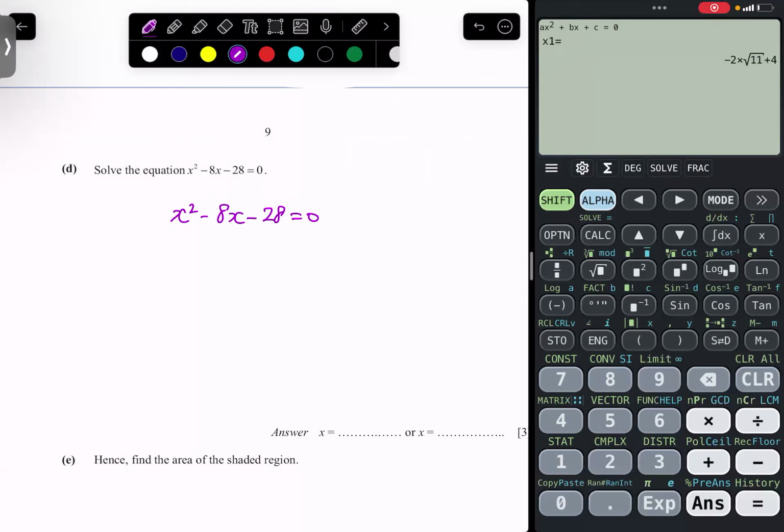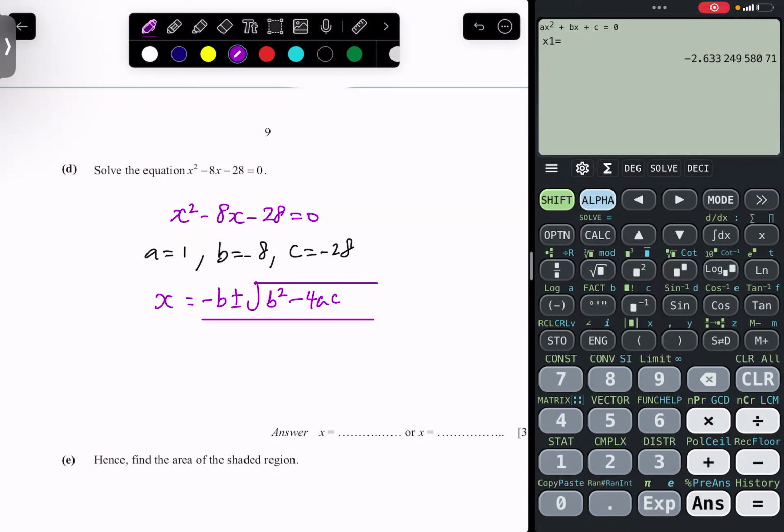Okay, so then I see this, right? I will get something like this, which is a decimal, which means that this question can only be solved by using the quadratic formula. So in presentation, a equals 1, b equals negative 8, c equals negative 28. x equals minus b plus minus square root of b squared minus 4ac over 2a, right?